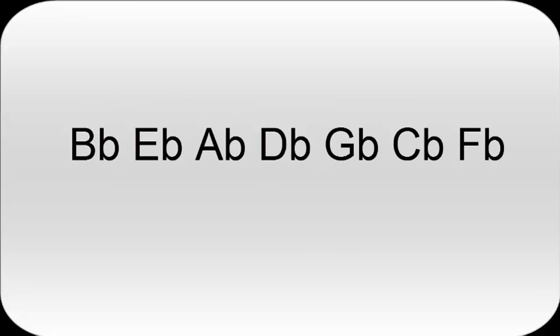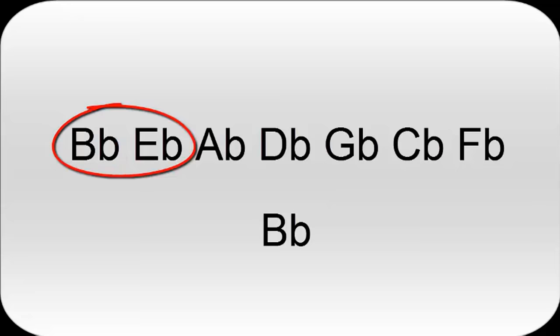Okay, let's take a look at the order of flats. If I want to find any key signature for a flat scale, so a scale with any sort of flat root note, let's use B flat for this example, I'll find B flat on my order of flats, and that will be the second to last flat that I see. So I'll gather B flat and E flat.